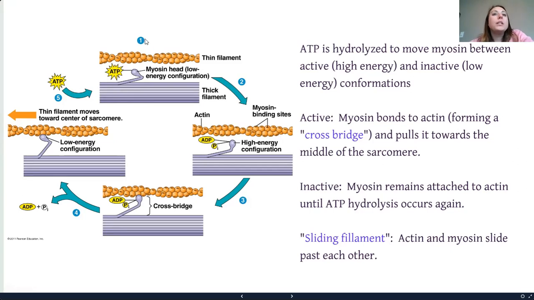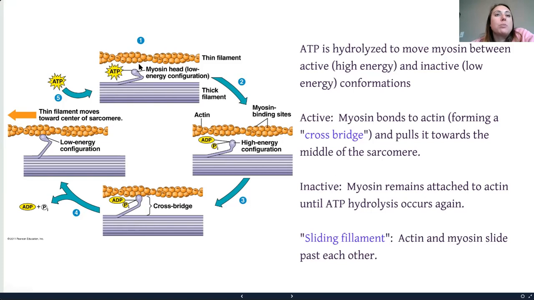Once your body says to move the muscle, the thick filament has these heads on them. We call them myosin heads. And right now they have ATP. You see that there are little binding spots on the actin thin filament. We call them myosin binding sites. Once they become available, the myosin head will reach up and attach to the actin. So at this point in step 3, the actin and the myosin are bound together.